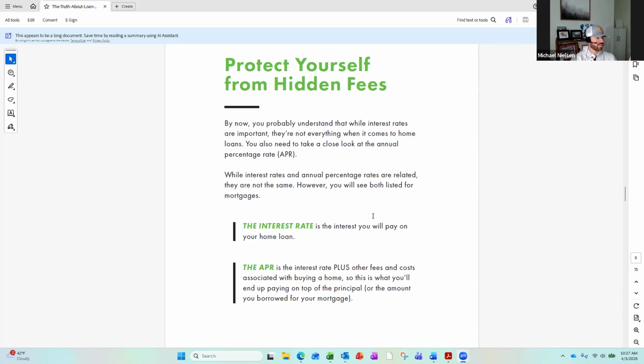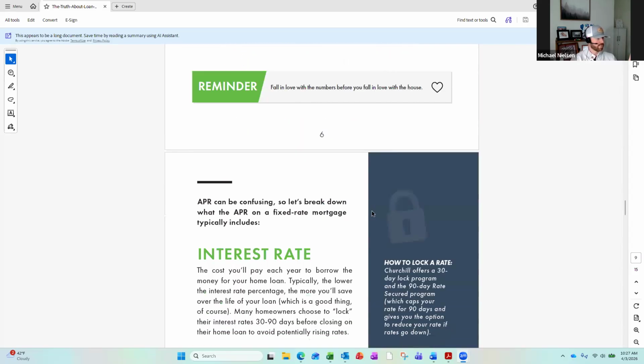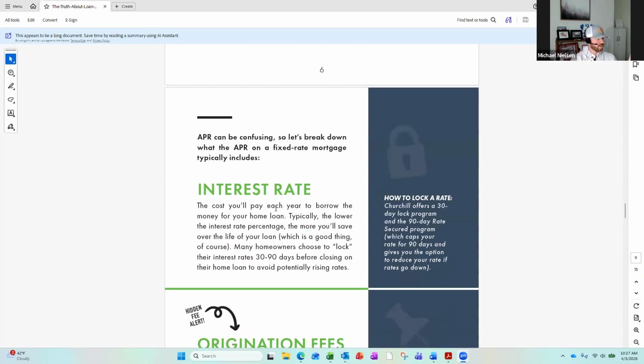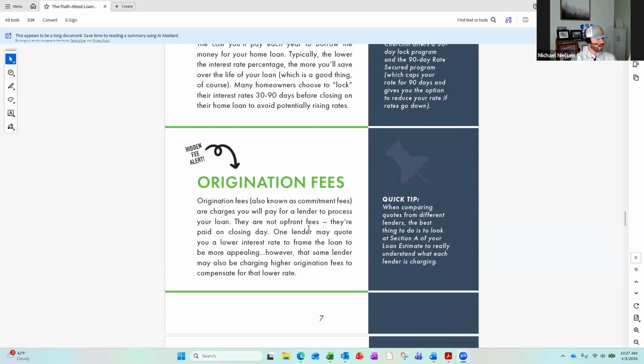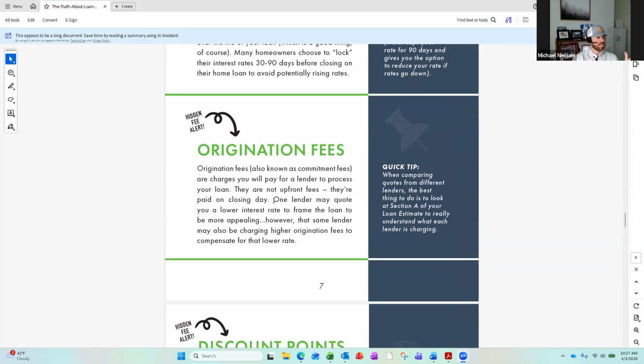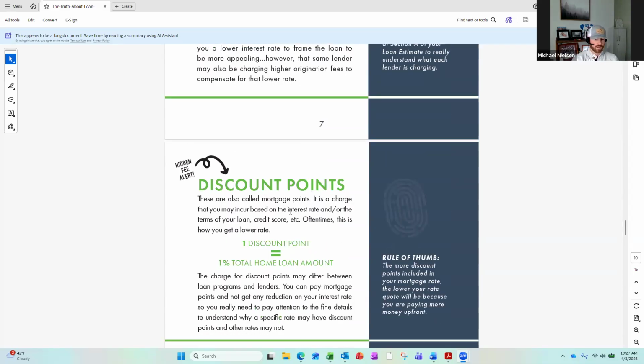Now, what are those fees and costs? Let's keep scrolling down. Again, this is where it breaks down the interest rate compared to the APR. And then the APR, most of the things that go into the APR are origination fees, discount points, mortgage insurance, daily interest, some title fees. It's not all closing costs, right? So it's closing costs that they've essentially directly tethered to the cost of financing, right?